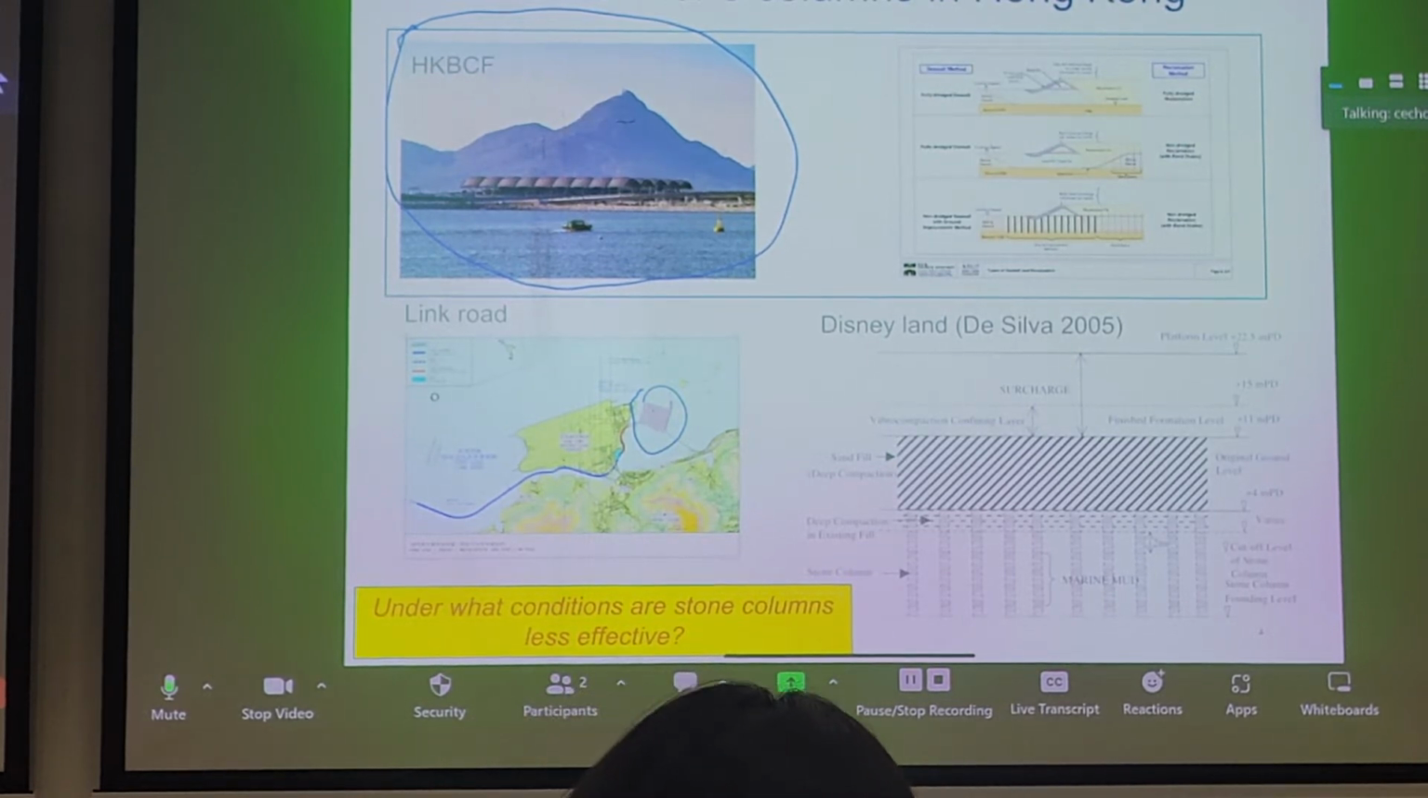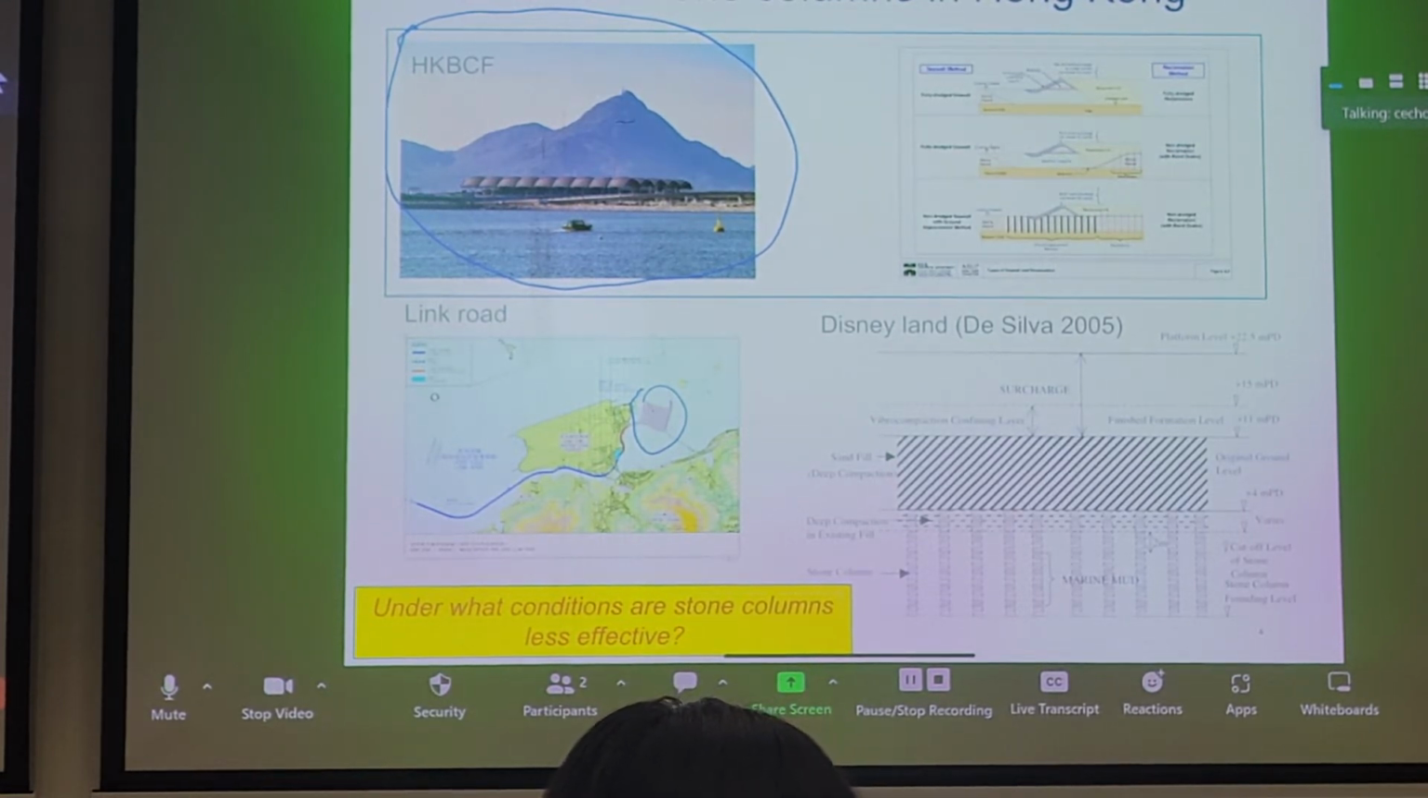So why did I show these examples? Well, Hong Kong boundary crossing facility for seawalls, for example, I understand they use stone columns, and the most, I guess, pioneering case of using stone columns in Hong Kong was for DTP, they call it Disneyland Theme Park. And the interesting thing about Disneyland Theme Park is that they needed to reclaim that land for Disneyland in about 2.5 to 3 months. That was all the time they had.